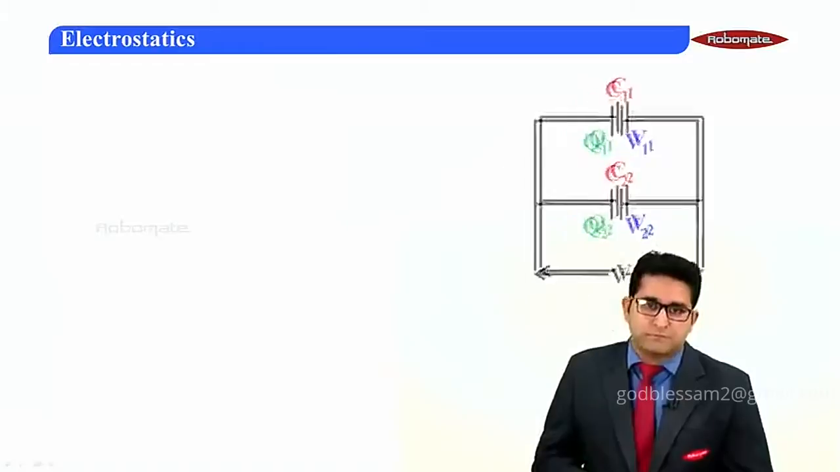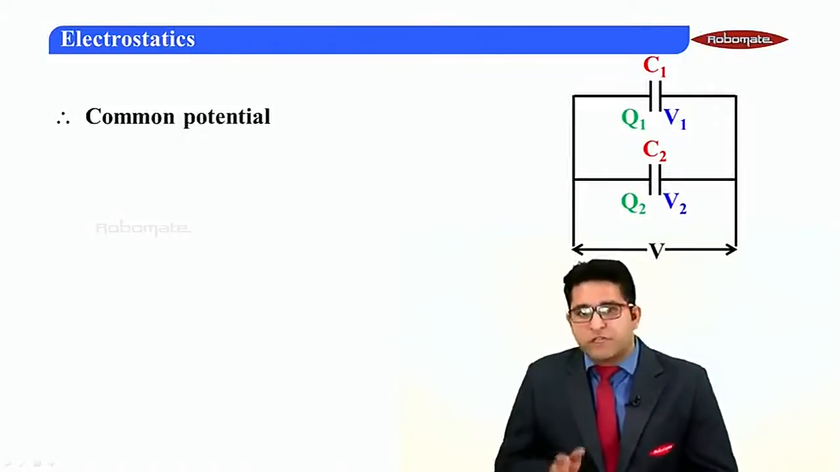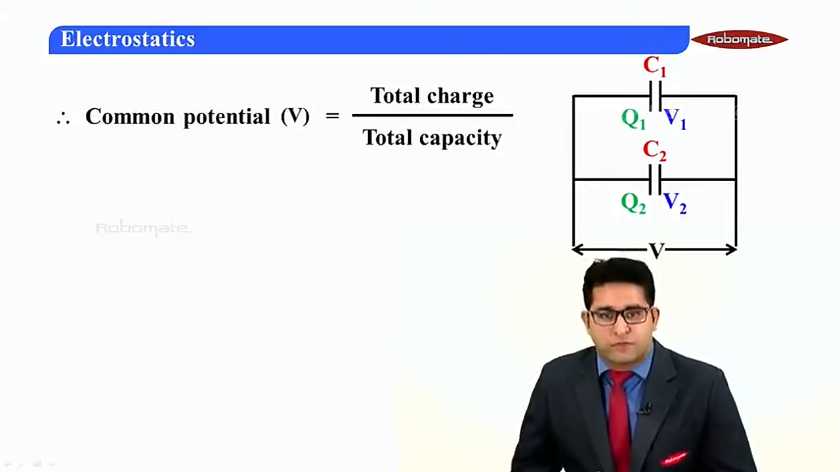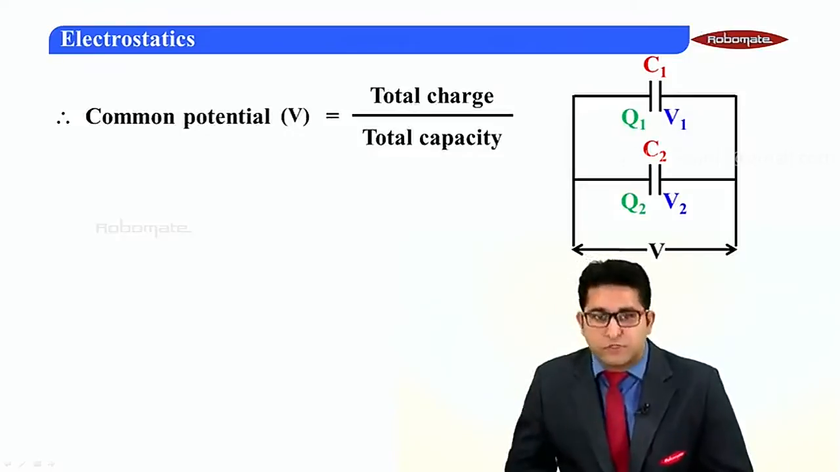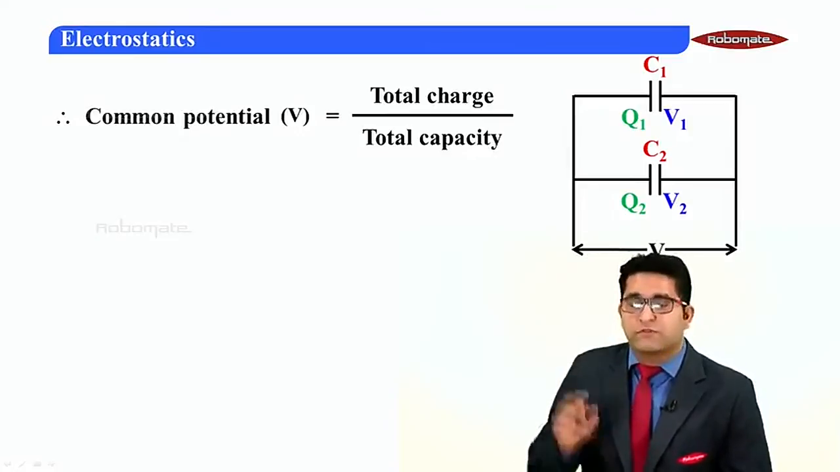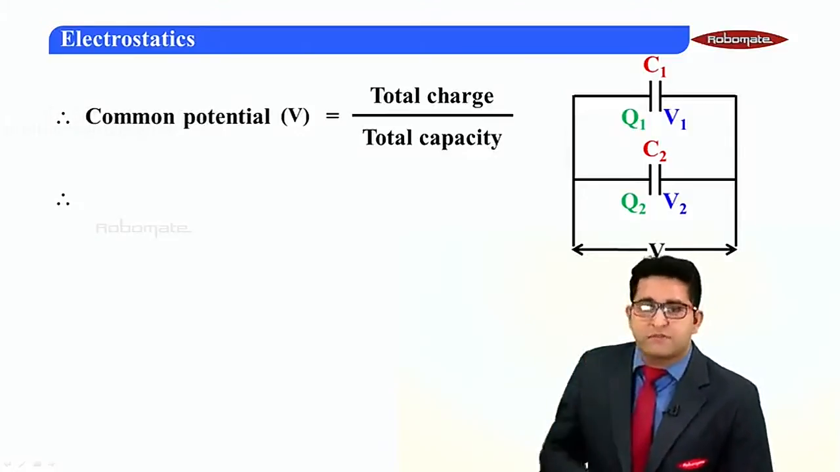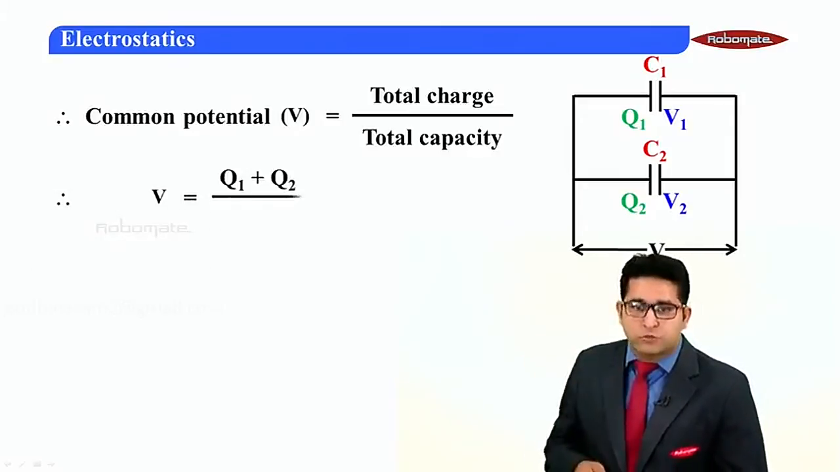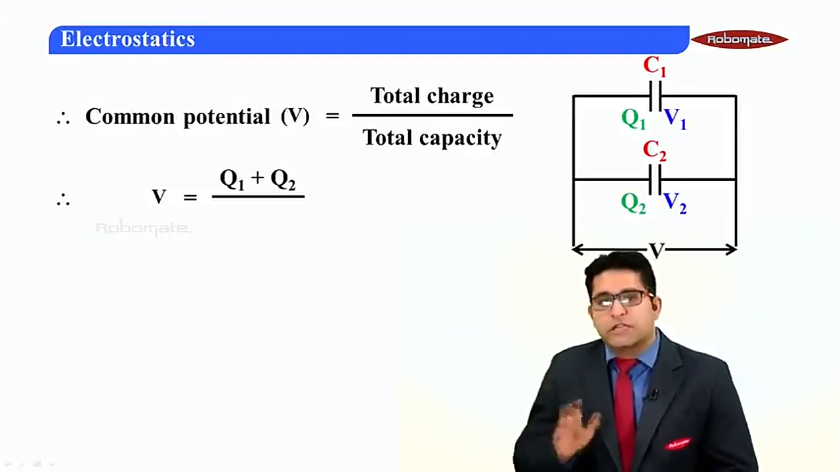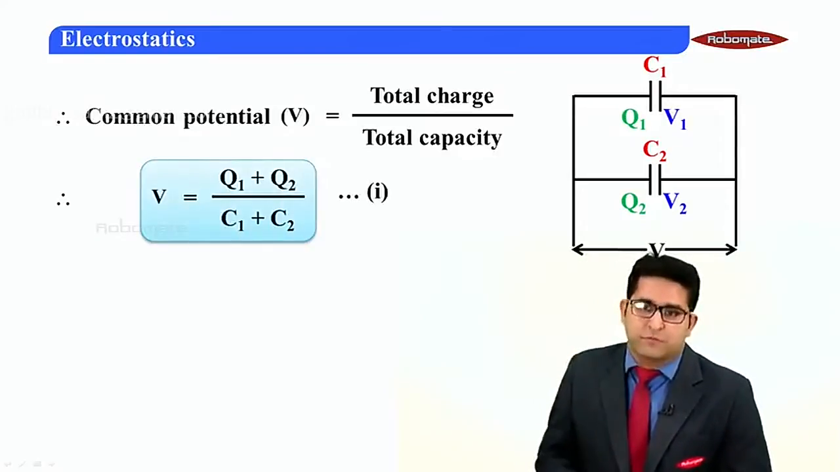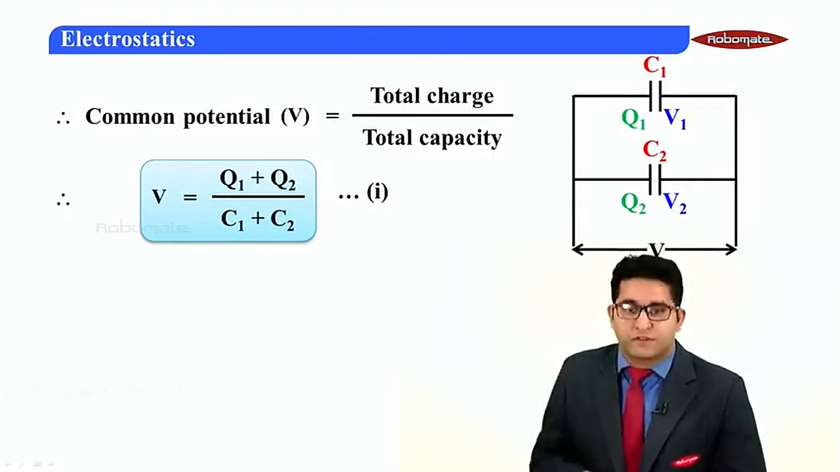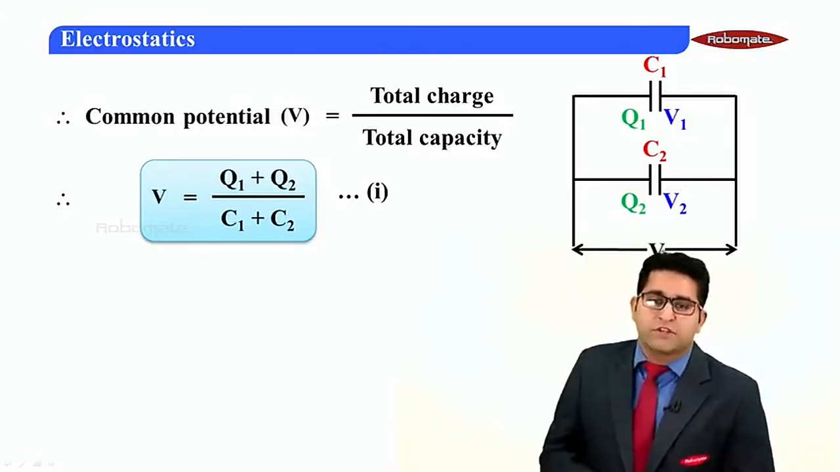Now let us move further. Common potential V is given by total charge of the system upon total capacity of the system. First capacitor has charge Q1, second capacitor has charge Q2, so total charge of the system becomes Q1 plus Q2. These capacitors are connected in parallel, so the total capacity becomes C1 plus C2. So V equals Q1 plus Q2 upon C1 plus C2. Let this be equation number 1.